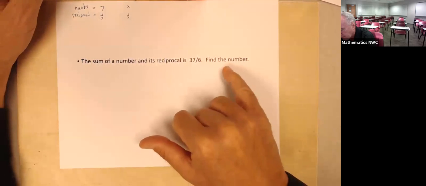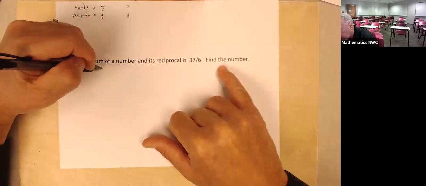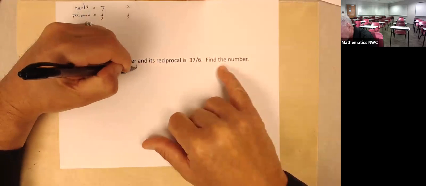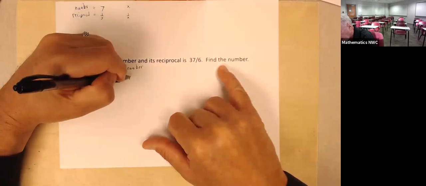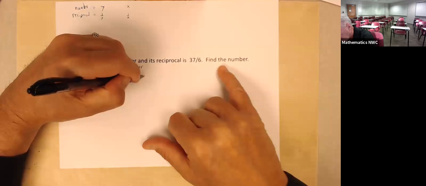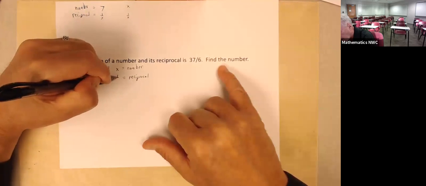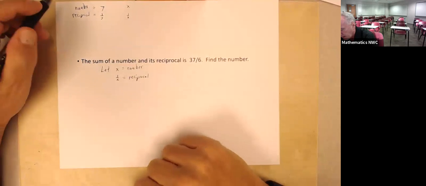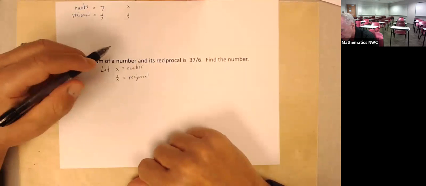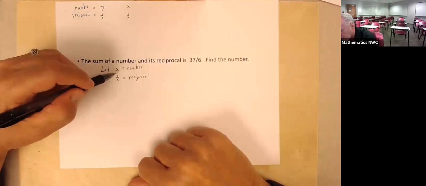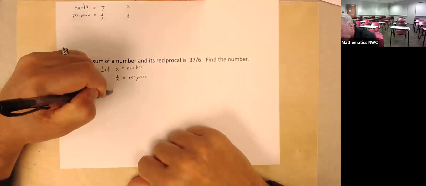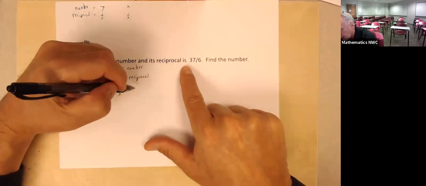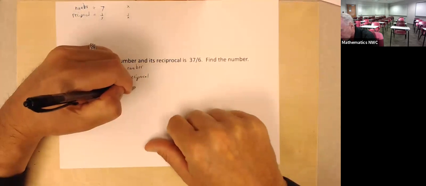Okay? Because I'm looking for the number, that's what I'm going to define x to be. Let x equal my number. Then the reciprocal is 1 over that number, 1 over x. It says the sum of the number and its reciprocal. Here's the number, here's the reciprocal. Sum means I add them together. So x added to 1 over x, that's the sum of the two, equals 37 over 6.